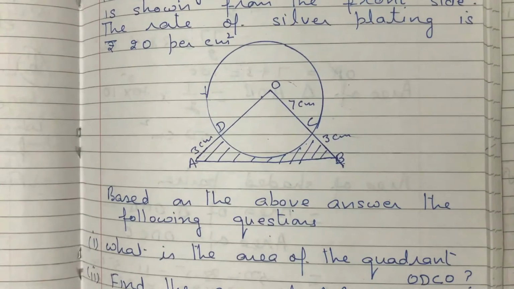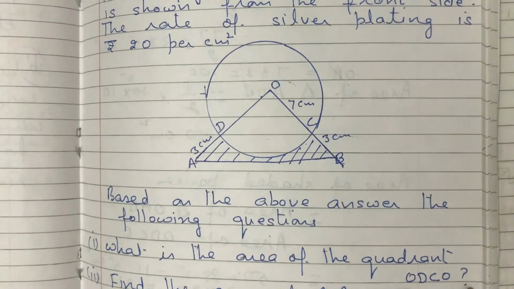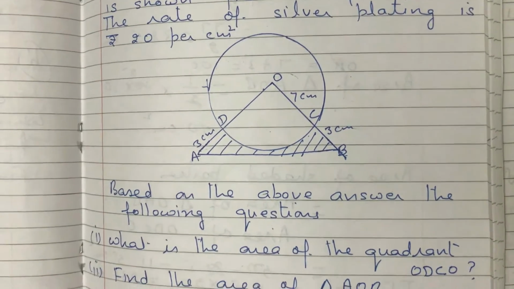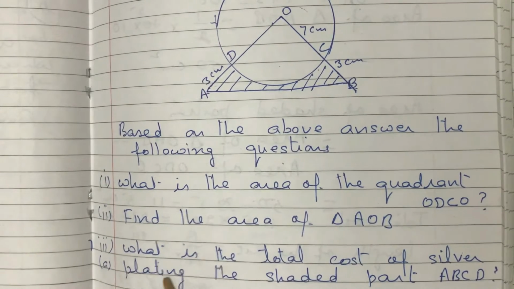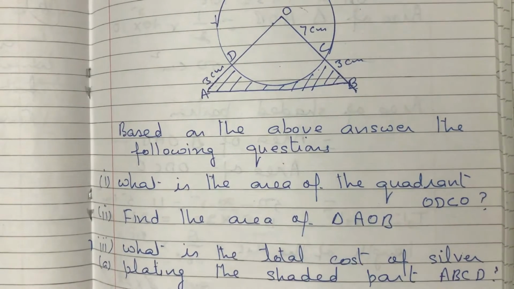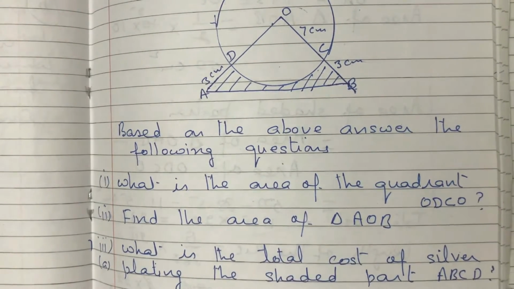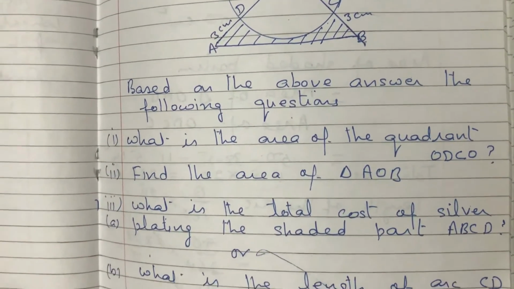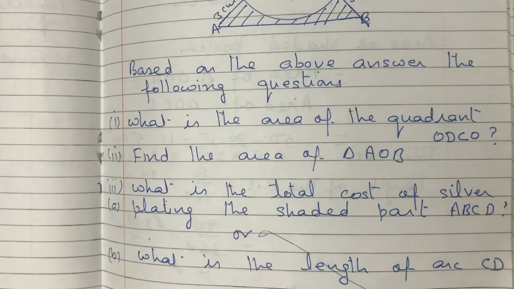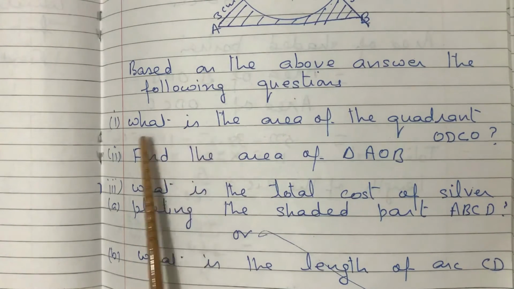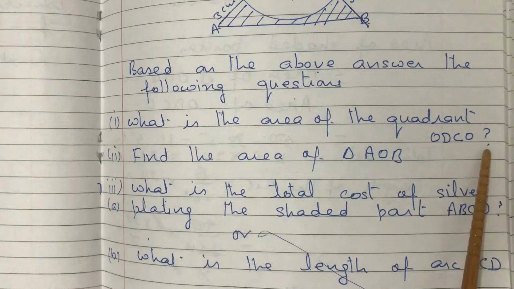What are the questions? First is, what is the area of quadrant ODCO? Second is, find the area of triangle AOB. Now third A part, what is the total cost of silver plating the shaded part ABCD? Its B part is, what is the length of the arc CD? Now, what is the area of the quadrant ODCO?